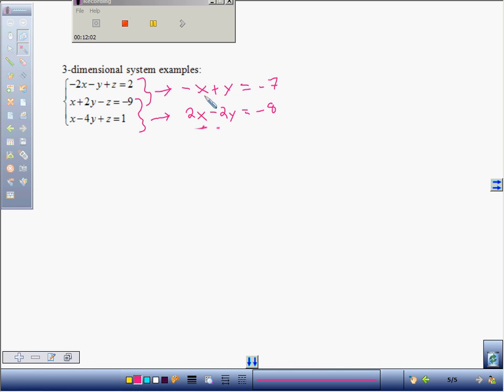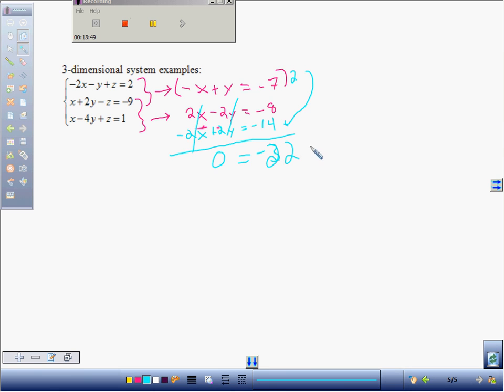So anyway, then what I would probably want to do is multiply this top one by 2, right? Let's multiply this top equation by 2. Good. And so if I multiply that top equation by 2, then I get negative 2x plus 2y equals negative 14. And then I add these two together. See what I did? Multiplied this by 2 to get this. And then I add this together, and I get 0 equals negative 22, right?